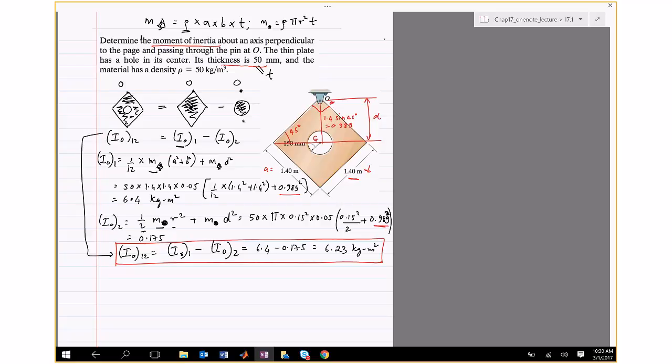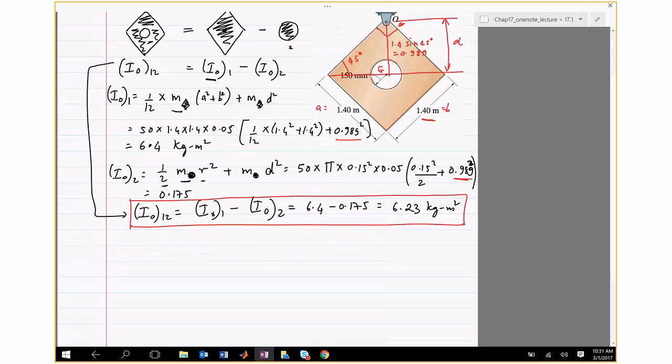Anybody got an alternate way? Can you say that again? You can move the axis and put it at the very bottom. No, what I'm saying is you can solve this differently. The way I solved it is, I took the composite body and split it into two, and found the inertia about O for the individual bodies and subtracted things out. I'm saying that you can do it in a totally different way to get the same answer.